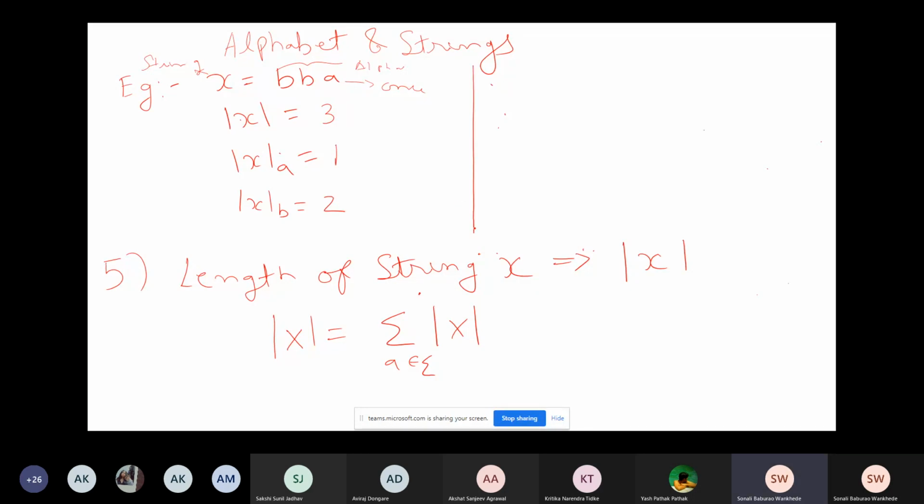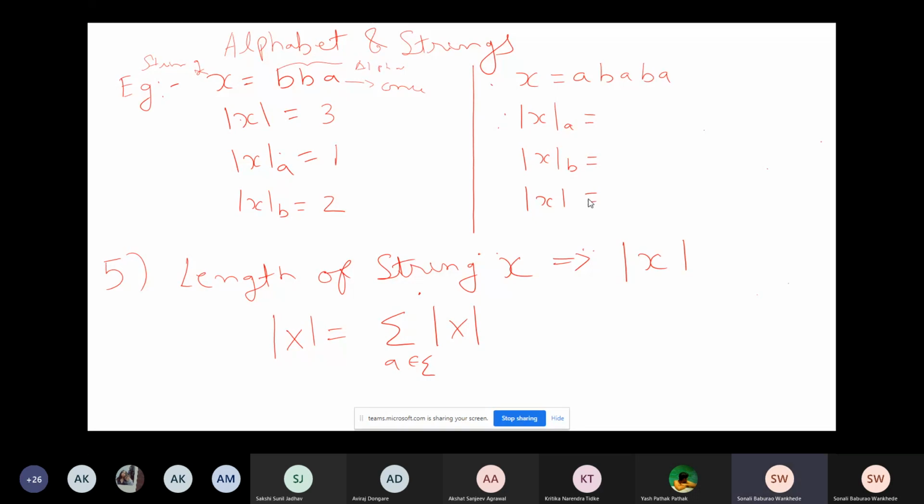So this is just one example. Consider another example. Now I'm giving you this example: X is equal to ABABA. Tell me the occurrences of A, the occurrences of B, as well as the length of X. Yes, guys, what are the answers over here?